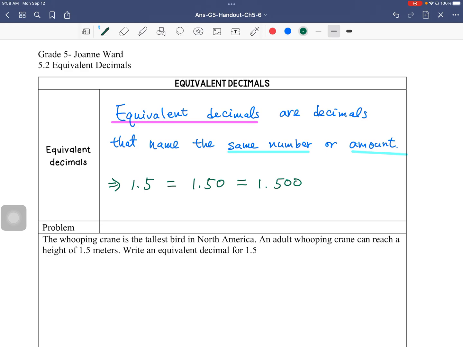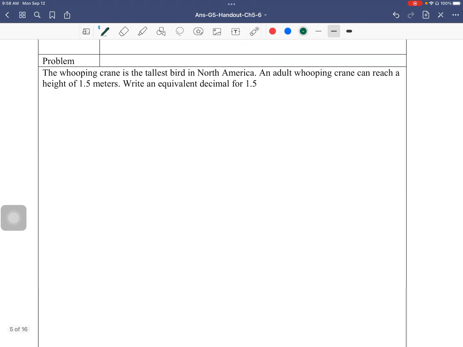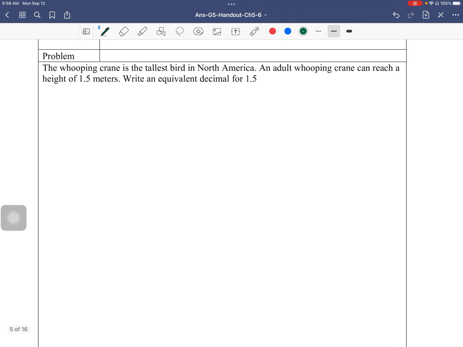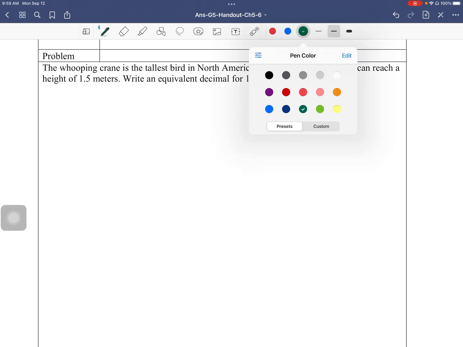Okay, so now I have the whooping crane that is the tallest bird in North America. So an adult whooping crane can reach a height of 1.5 meters. Write an equivalent decimal for 1.5. So now let's do a place value chart.